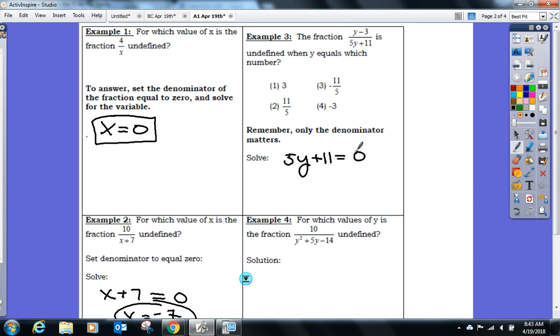Hey, before you solve it, why didn't I touch y minus 3? Why didn't I touch y minus 3? I'm not looking at the numerator when you talk to me about undefined fractions. All right, let's solve it. You move the 11 over, no big deal, and divide by 5, y equals -11 fifths. Do not care about the numerator.